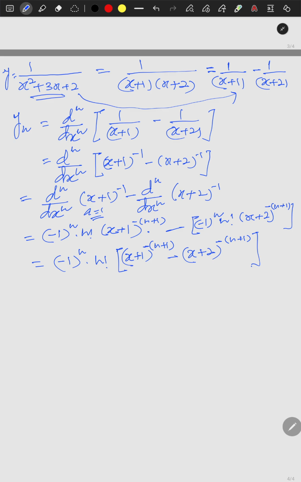Okay, so this is how we can use these formulas to determine the nth order derivative of some related types of functions. Okay, so that's all for this video. In the next video we will discuss some more formulas on successive differentiation, and we will discuss some more problems related to successive differentiation.